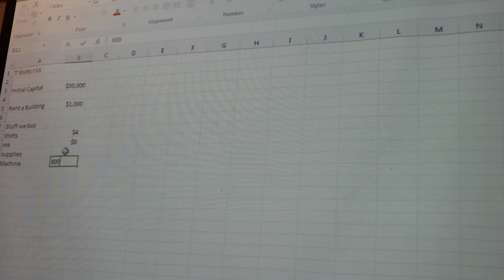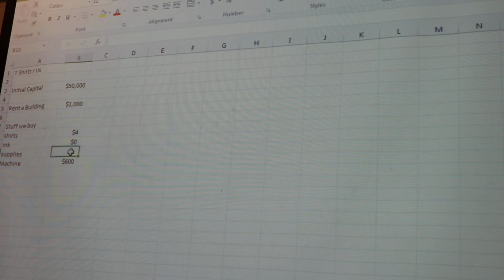All right. So now what we've done is we've entered into the spreadsheet how much money we have, how much our rent's going to be, how much a single shirt costs us, how much the ink for a single shirt costs us, and how much the machine is going to cost us. Some of those costs are fixed, some of them are variable, some of them vary with the amount we sell, and some don't. What do the supplies cost?